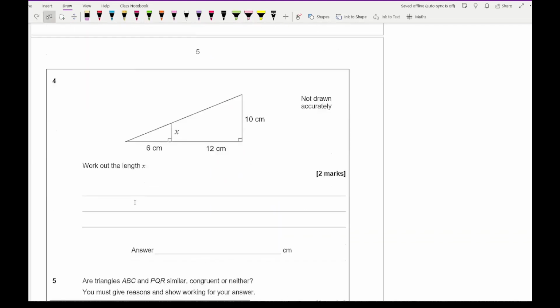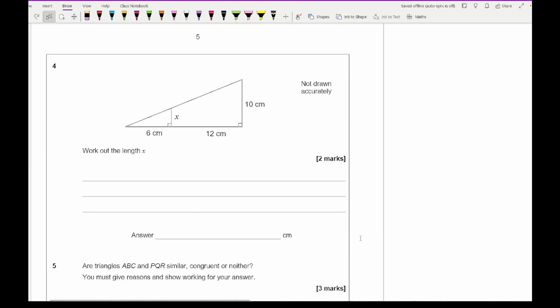So then moving on to question 4, it says work out the length of x. Now with this, what you need to do with these types of questions, and if you don't see it now, you will once I've shown you, is basically you can draw your two triangles separately. So looking at this triangle, it's 6 and it's x, and on the big triangle this is going to be 18 and this is going to be 10.